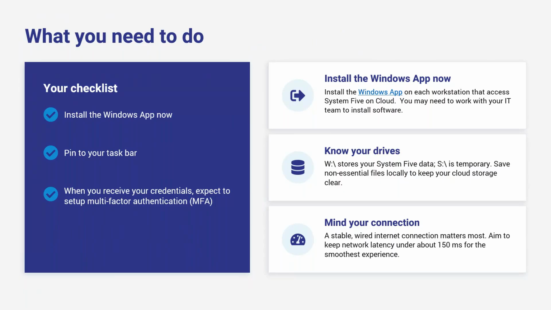So it's really just installing. One consideration is to know your drives in the environment. Our W drive stores your System 5 data. S is a temporary drive where you can place PDF files or other items. You really want to save any non-essential files locally to keep your cloud storage clear. So if there are other spreadsheets or things that you operate on or are storing in your cloud environment, get those down onto your local workstation, so that they're in a place that'll work for you.